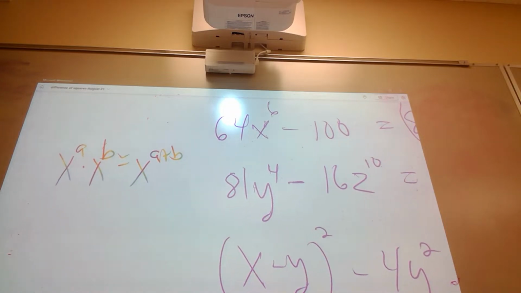Here's a harder one. X minus y quantity squared minus 4y squared. See if you can figure out that one. It is a difference of squares. So take the square root of the first and the square root of the second. And then in the end, you're going to have to combine like terms.